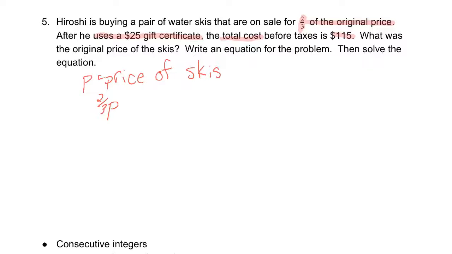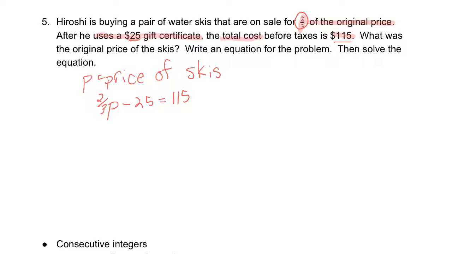He uses a $25 gift certificate. That means that the amount that he pays in cash is less than it would have been without the gift certificate. So that means this price minus $25 is going to equal what he paid in cash, $115. So let's go back through this again. 2/3 of the original price is what the skis cost. He paid initially for it using this $25 gift certificate, and then the total cost before taxes is $115.